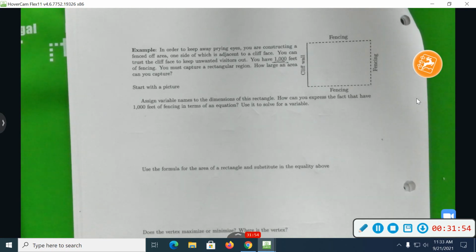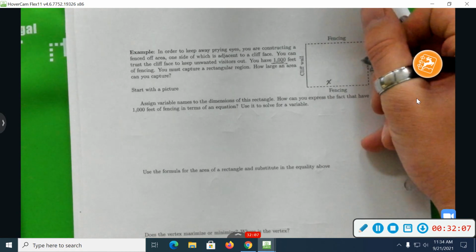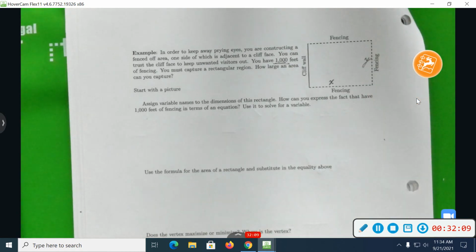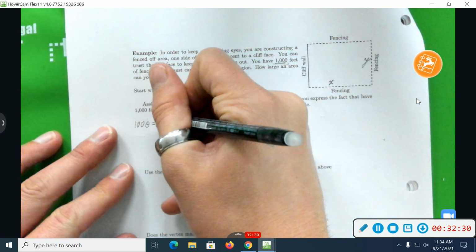Let's talk through it. So, in order to build a model, this rectangle has two parameters, length and width. I'm not very good with having clever variable names, so I won't try to be. Maybe L and W are better names for length and width. I'll just stick with X and Y. Now you have 1,000 feet of fencing. Can you turn that into some sort of equation? So 1,000 is equal to the total distance you can cover.